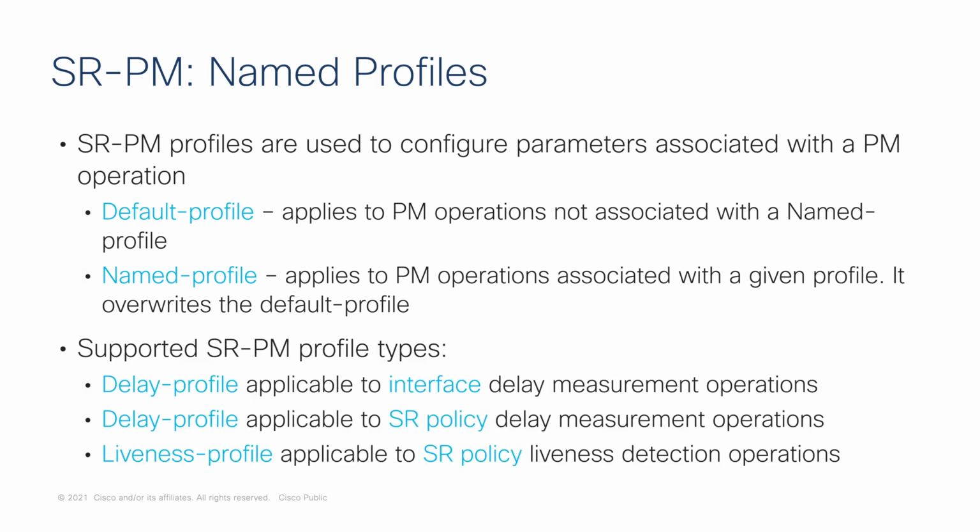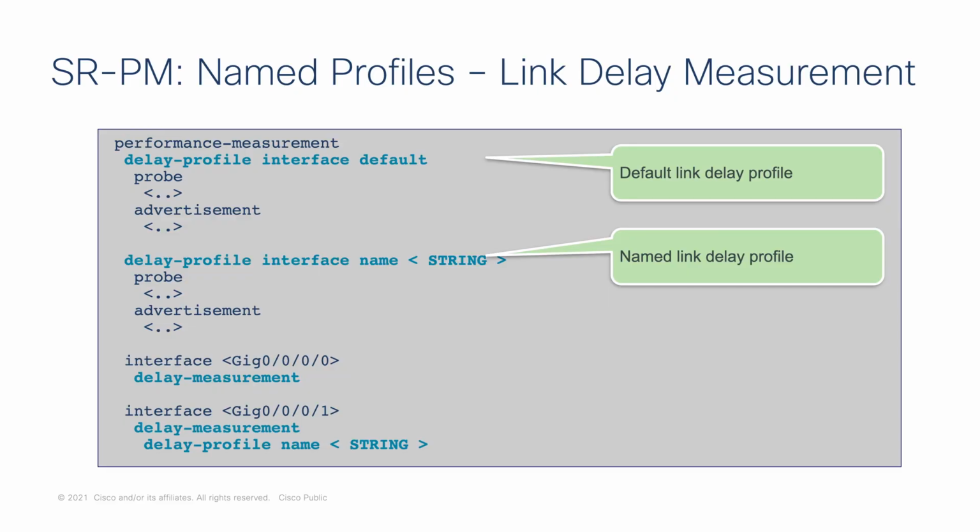There are 3 main SRPM profile types that are supported. A delay profile, which is applicable to interfaces anytime you run a delay measurement operation on a link. You also have a delay profile that is of type SR policy, which applies when you want to run SRPM operations that measure delay over a segment routing policy. And you also have a liveness profile that is applicable to segment routing policies when you run liveness detection over an SR policy.